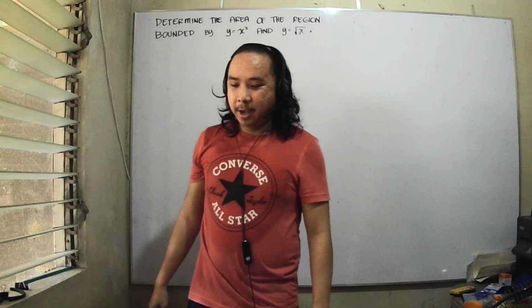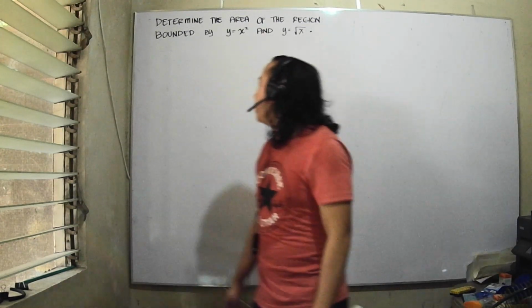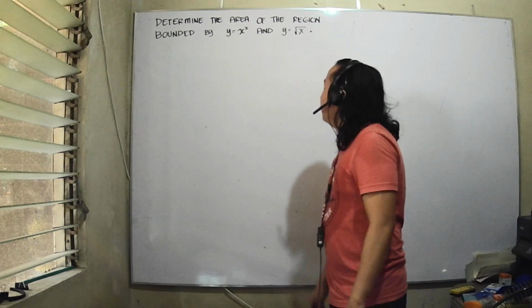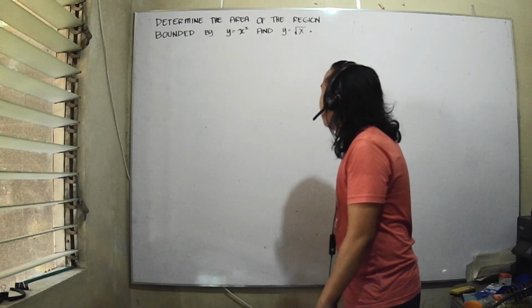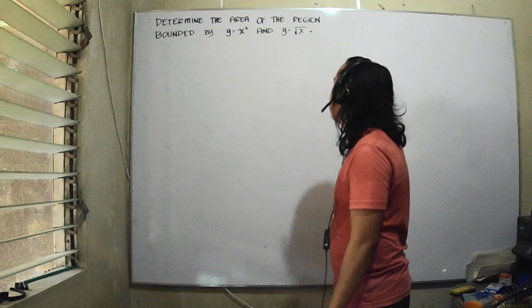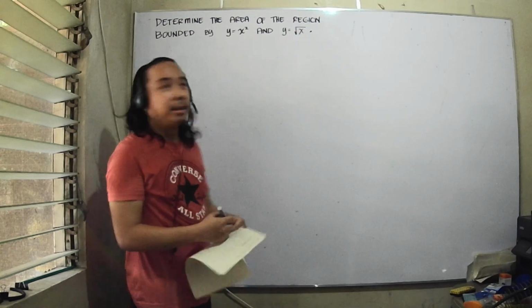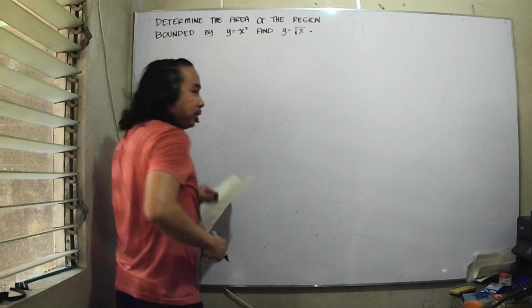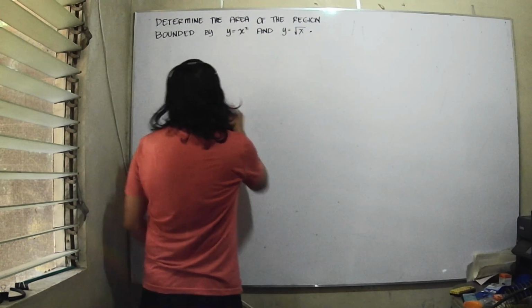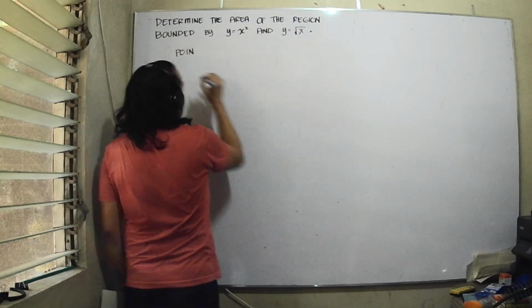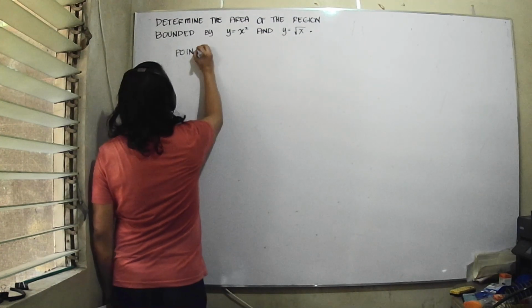Okay. Good day everyone. We'll continue on with another sample problem. We need to determine the area of the region bounded by the curves y is equal to x squared and y is equal to square root of x. Now, in general, we need to solve for the points of intersection, or define the boundaries.